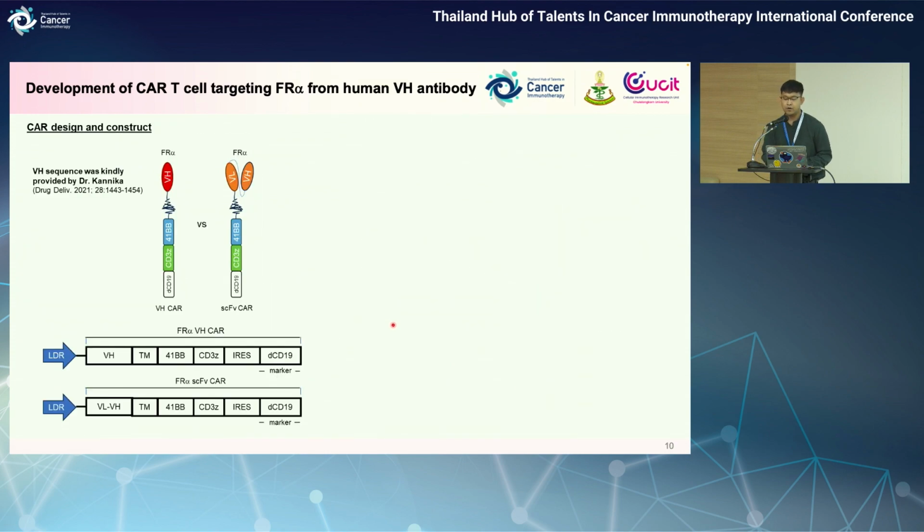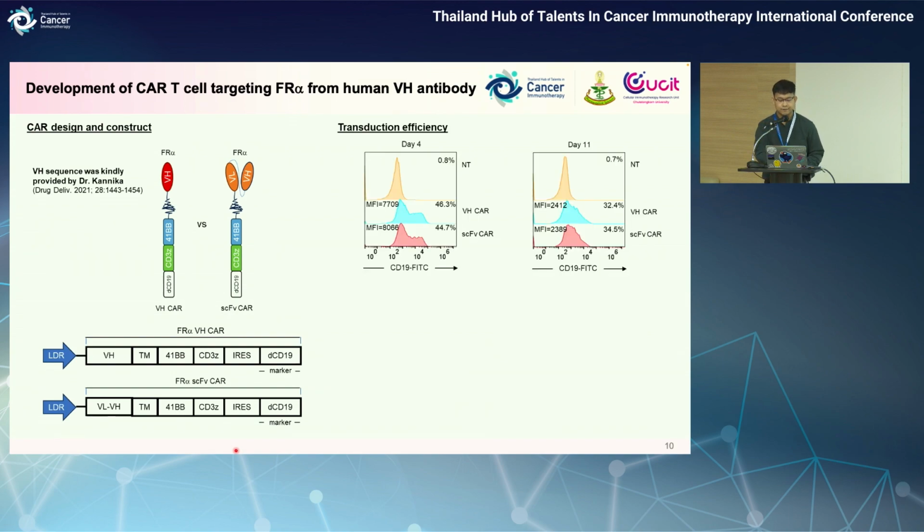A human variable domain of heavy chain antibody fragment specific to FR-alpha was previously developed using the phage biopanning method by our collaborator. In this study, we established a second-generation CAR constructed by adding the FR-alpha VH sequence derived from phage display of a human library. scFv CAR T cells targeting FR-alpha were used as a positive control. We also added the CD19 marker for transduction efficiency detection.